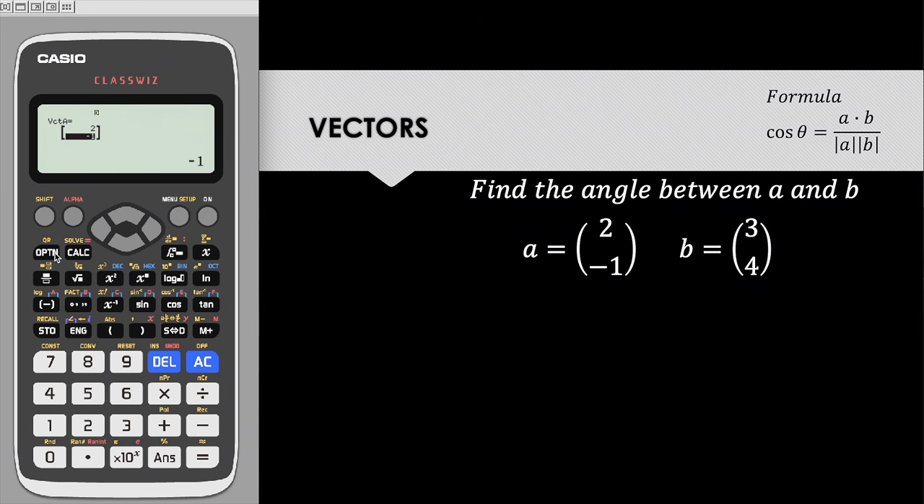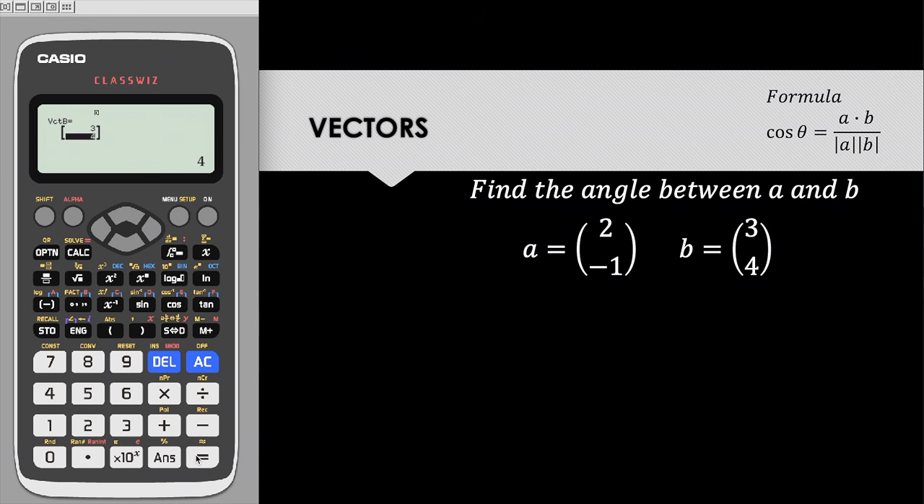Now what you want to do here is go to option after you've done this, and then it gives you the option to define another vector. So if you select 1, now we can define vector B. So if we select 2, vector B also has 2 dimensions, so it's got values of 3 and 4.